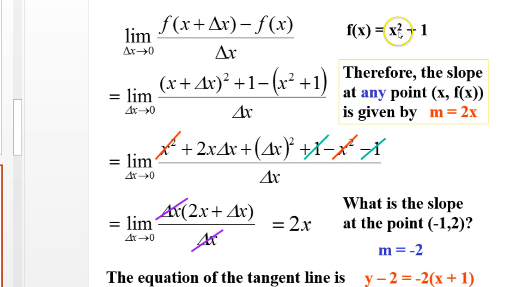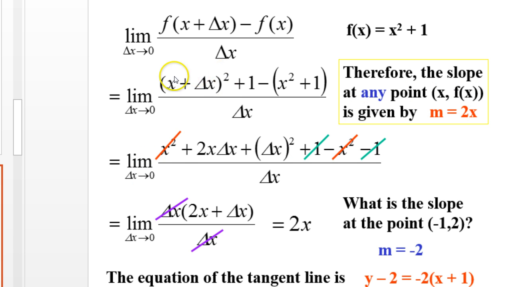So what we do is we take x squared and plug it in to each part. Well, we actually take the x plus delta x and plug it into x squared. So this becomes x plus delta x squared plus 1, and then the second part is where we plug in x, so it just becomes minus x squared plus 1. Therefore, the slope at any point x comma f of x is given by m equals 2x. We'll get to that in a second.